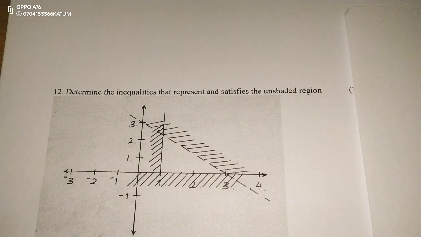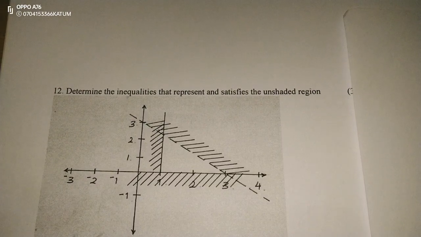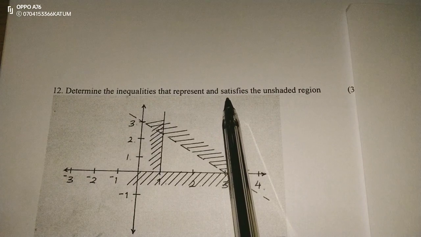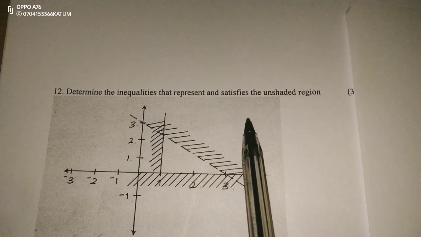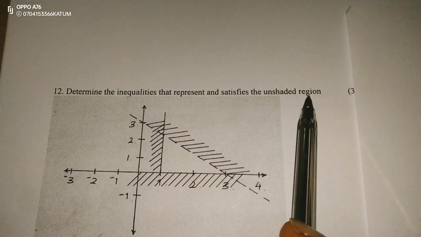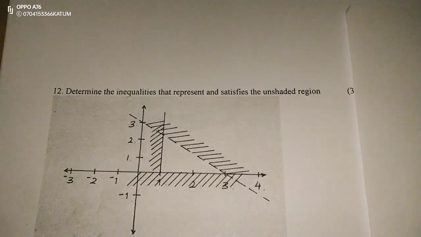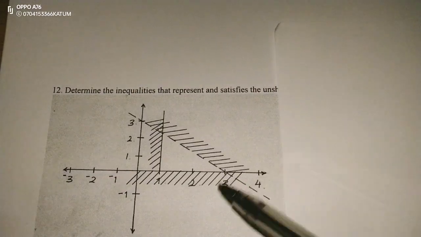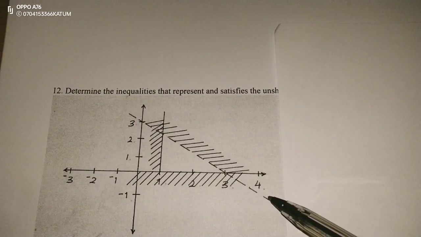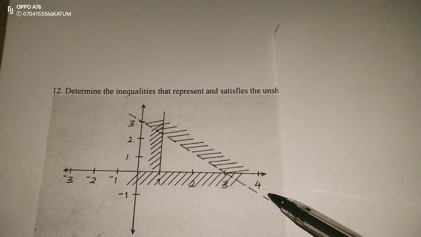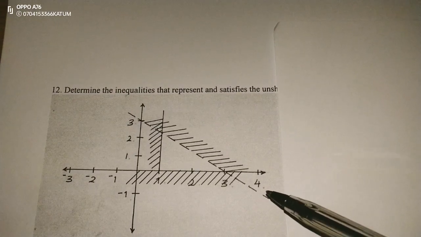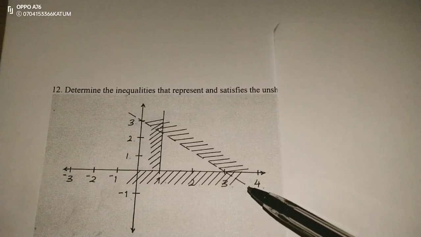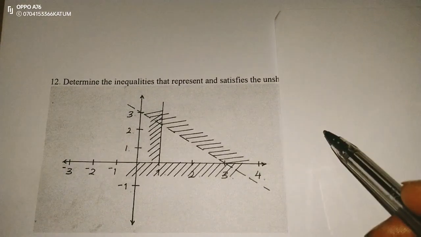We're going to do number 12 from linear inequalities, where we are told to determine the inequalities that satisfy the unshaded region. So the unshaded region is the required region in here. Therefore, we should know that these lines are called borderlines and they are representing some inequalities. Therefore, we're first going to get the straight line equations before we determine the inequalities themselves.